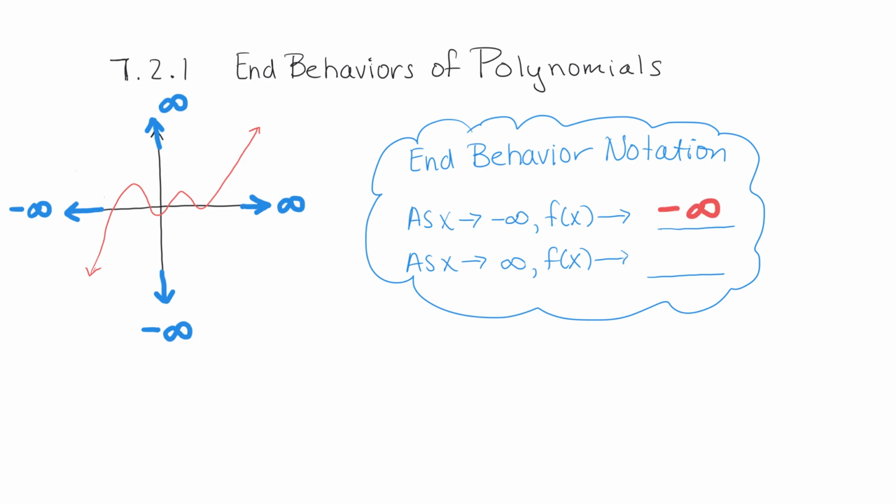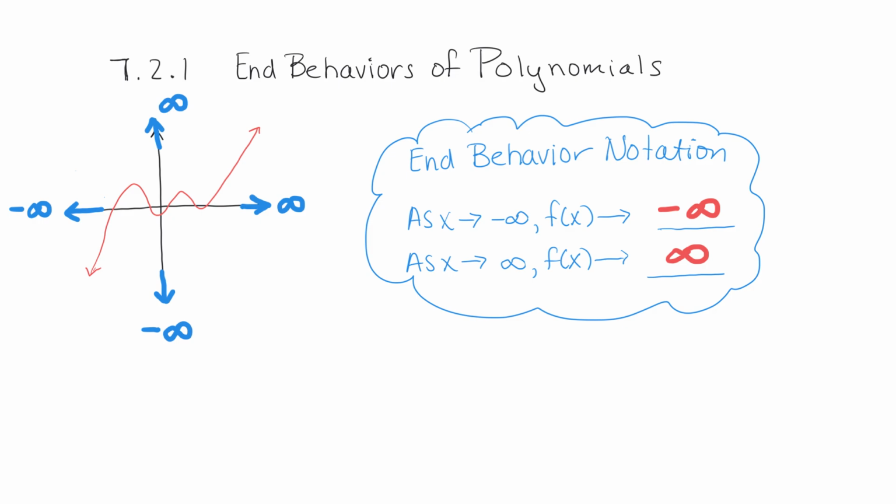The next part of the statement is talking about the right side. As x approaches positive infinity, so as I'm going along this graph towards the infinity side of x, what is my f of x doing? My f of x, which are my y values, are going up, so they would be approaching positive infinity. Sometimes you're just filling in the end of this, and sometimes you're writing the whole statement.